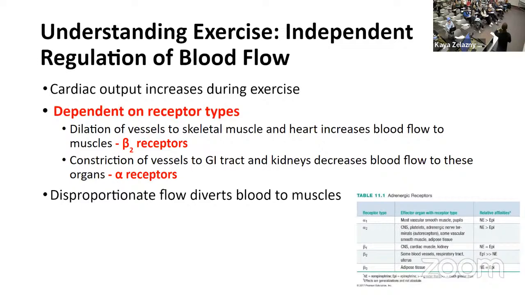So we've basically shifted blood from your GI tract, from your kidneys, from other parts of your body to your muscles and to your heart by expanding those arterioles, by dilating those blood vessels, sending more flow to those locations, the skeletal muscle and the heart, and constricting everywhere else. So we're sending less of the blood to these other areas.